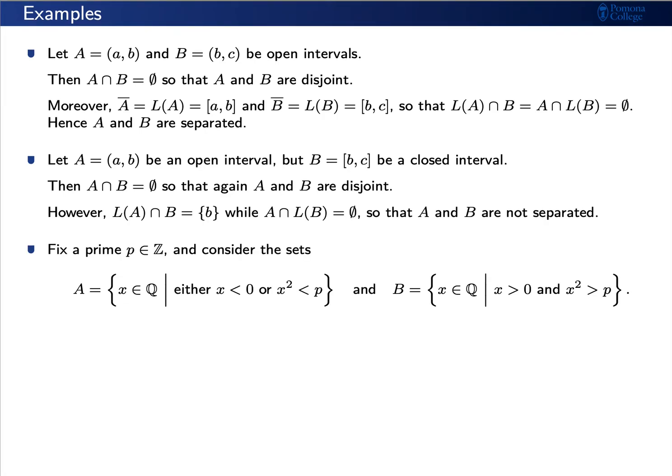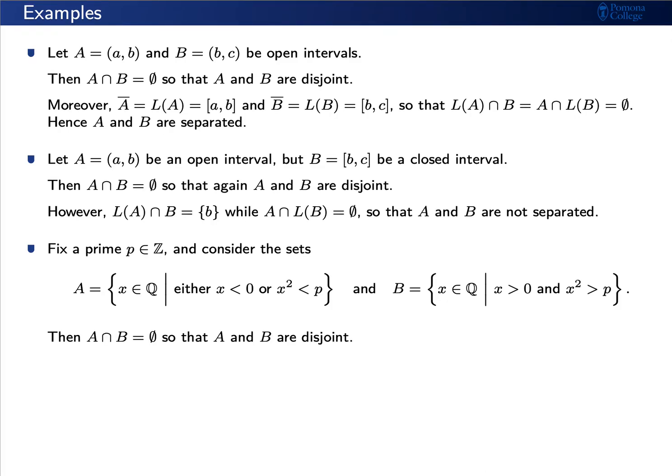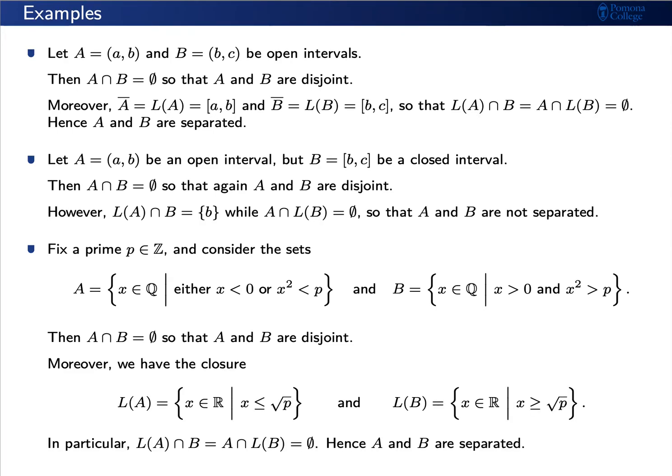As a third example, let's consider a prime number P and consider the following two sets, capital A and capital B. Capital A intuitively is the set of all the rational numbers to the left of the square root of P, and capital B is the set of rational numbers to the right of the square root of P. Then we see that A and B have no points in common, that is, A and B are disjoint.